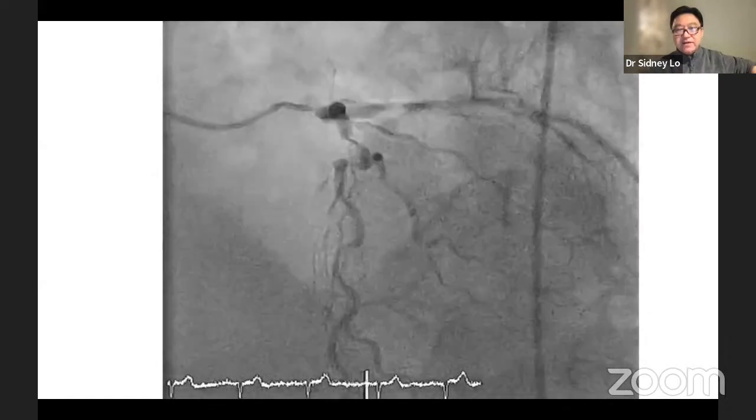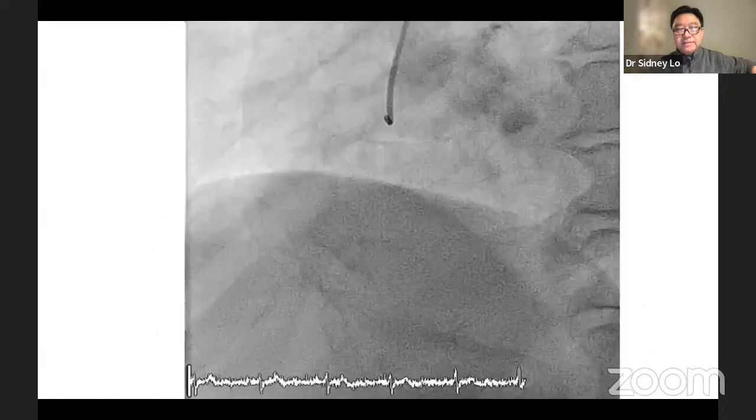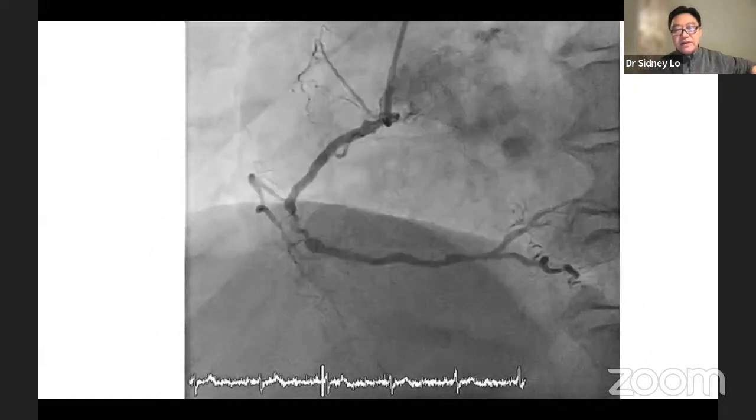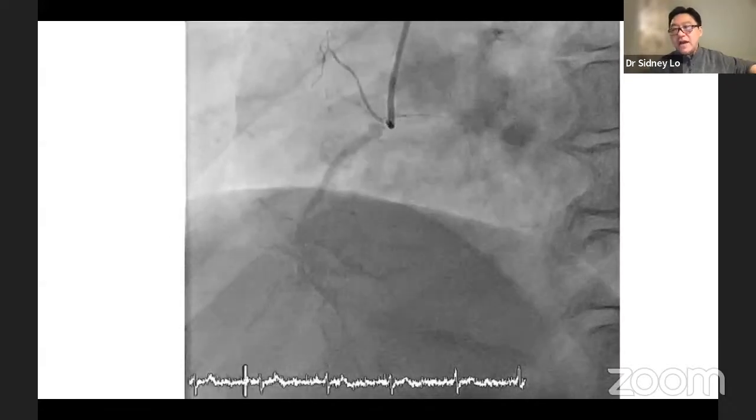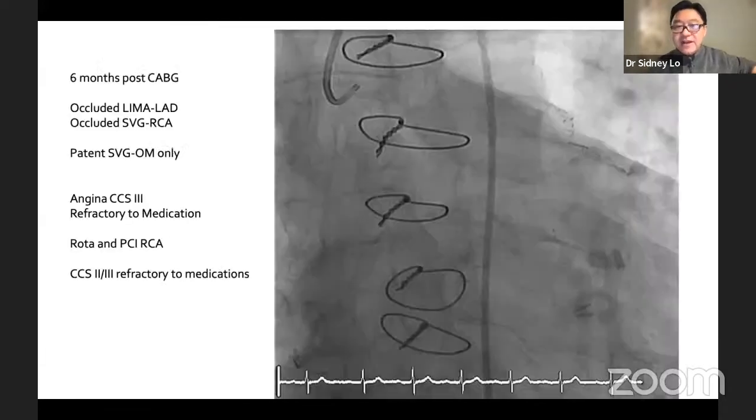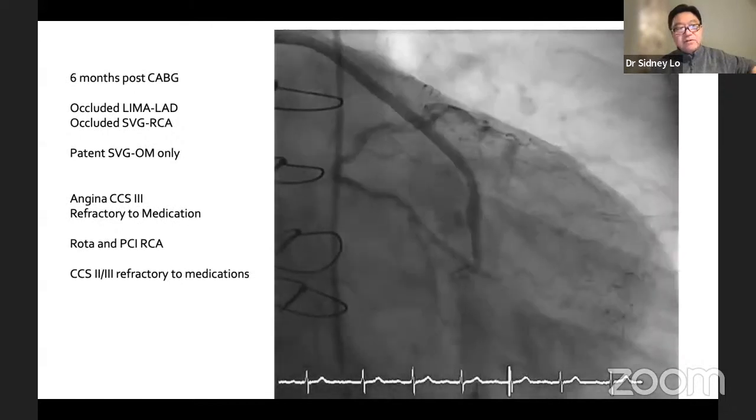Distal left main, looks worse on the LAO view. Very tortuous proximal LAD. This is the ostial and diffusely calcified right coronary artery. So there's no doubt that we would think surgery, and the patient had surgery. Six months later, he had angina again, quite badly actually.